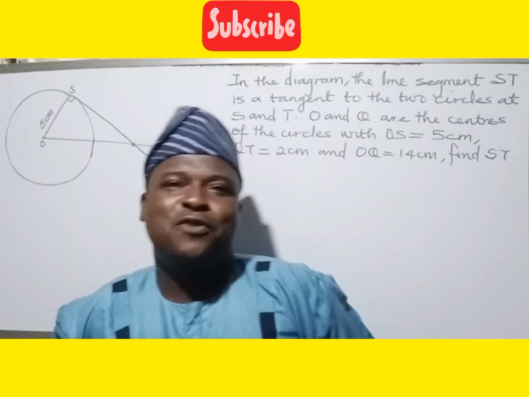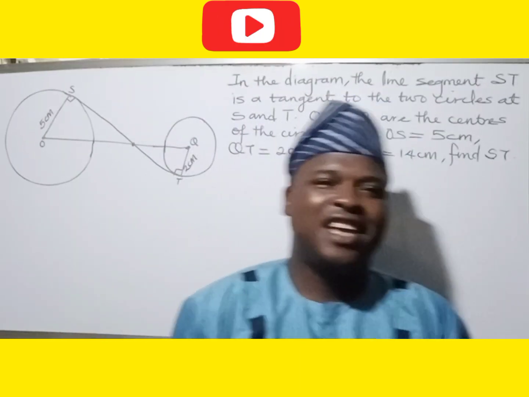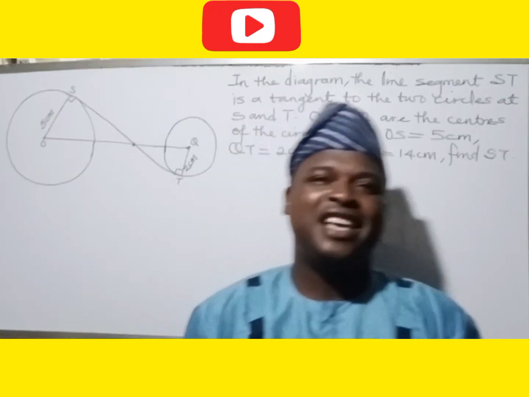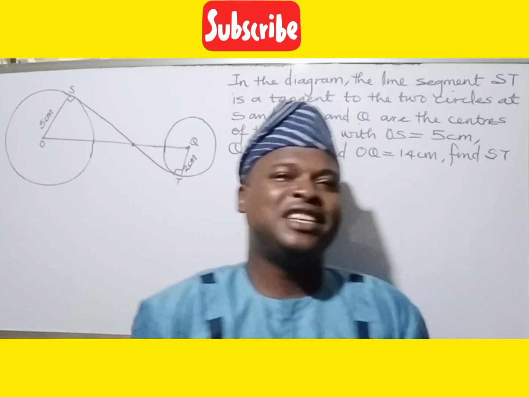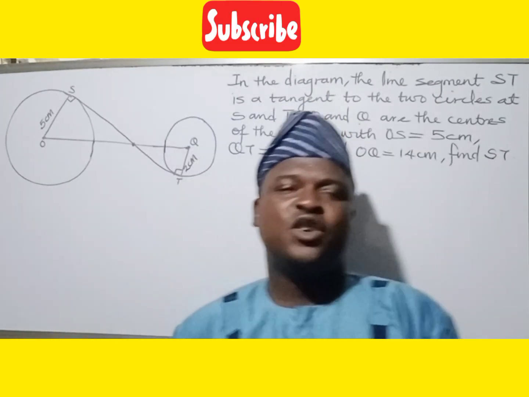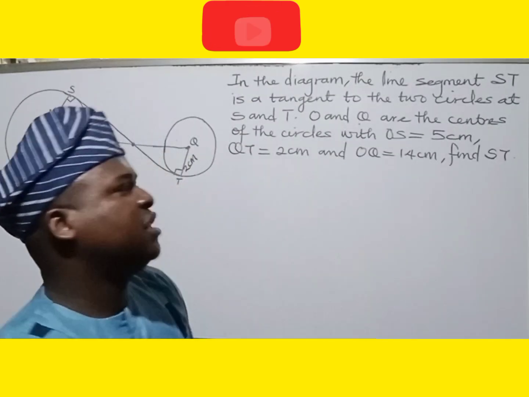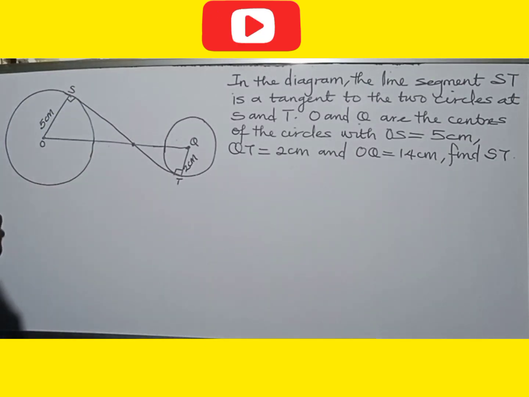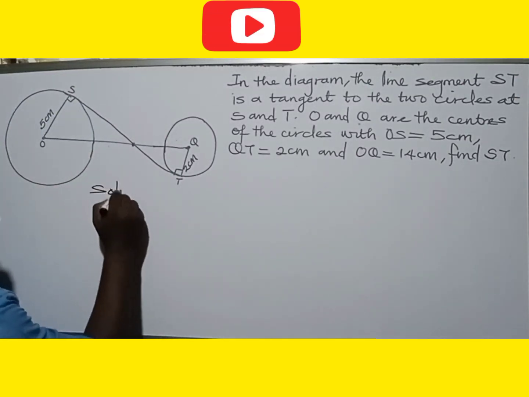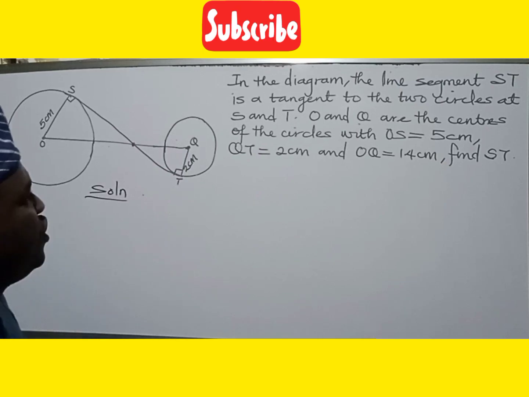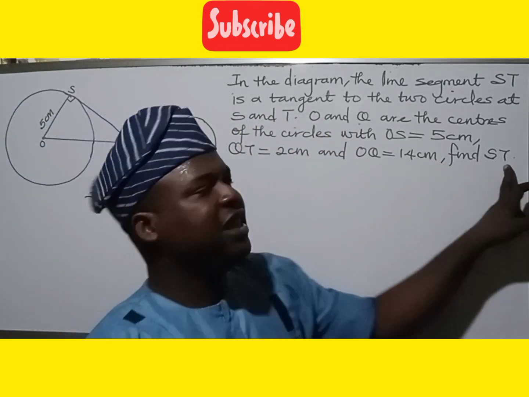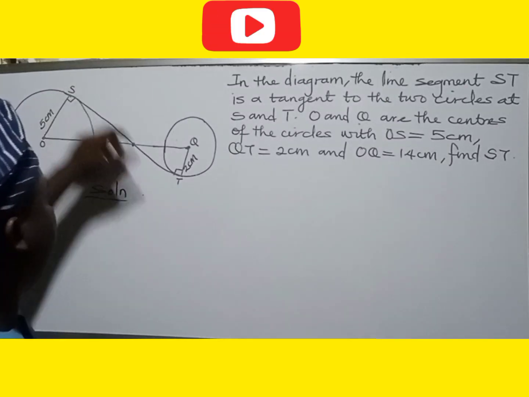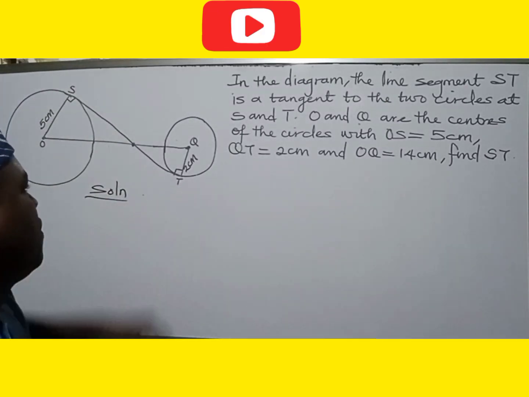We have another question to solve today. The question we are solving is on the application of the transverse common tangent theorem. We are going to apply that theorem to solve this particular question on the board. So here I am going to have the solution. From this question, we are given all this, and we should find ST. That is what we are looking for.